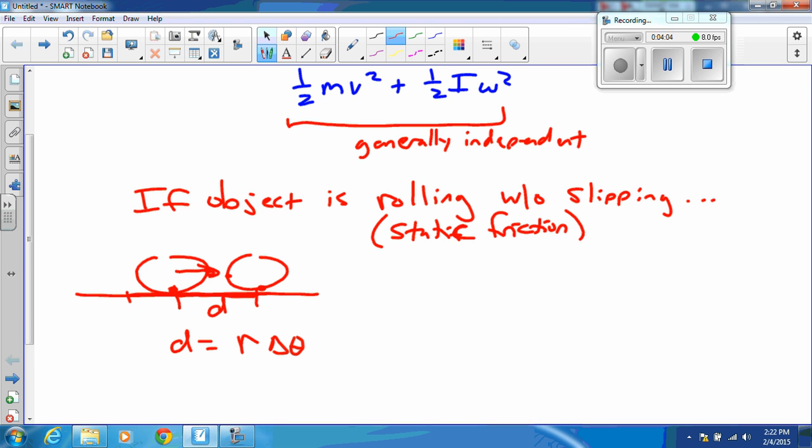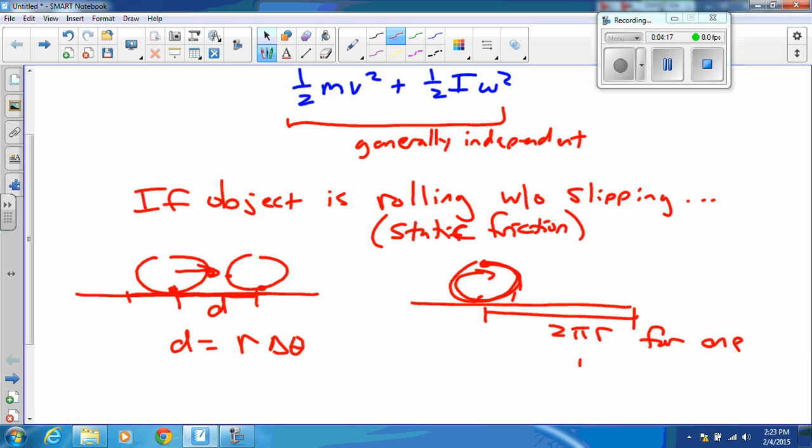In other words, if I have an object of radius r, and I take it through one rotation, and it goes one rotation around without slipping, then it has to travel a distance of 2 pi r for one rotation. If it doesn't travel that distance of 2 pi r, then it's sliding, either backwards or forwards, as it's going. Does that make sense there?